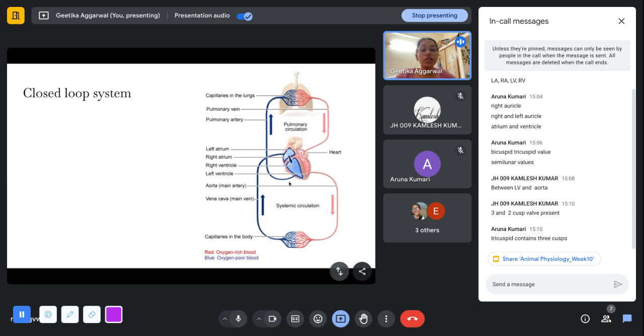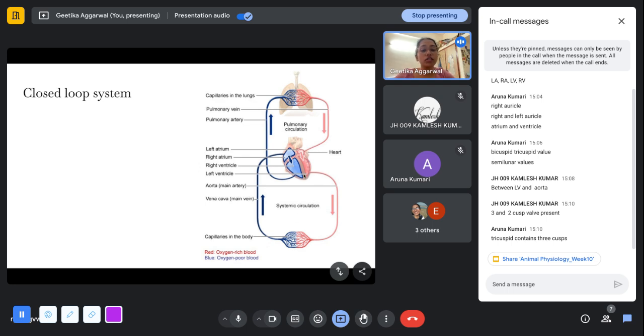You can see here there is one part which is called the pulmonary circulation and the other part which is called the systemic circulation. So in the pulmonary circulation, as I said, the deoxygenated blood that has come into the heart at the right atrium gets passed on to the right ventricle, and from the right ventricle the pulmonary artery takes the deoxygenated blood to the lungs. Here it gets oxygenated and comes back via the pulmonary vein to the left atrium. So this is the pulmonary circulation where the blood goes towards the lungs and comes back from the lungs.